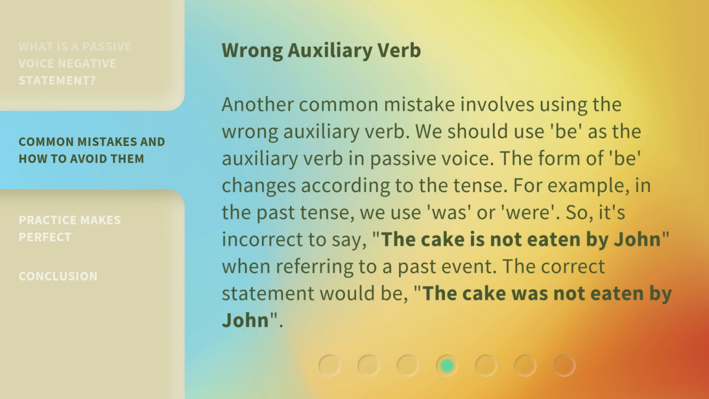Wrong auxiliary verb. Another common mistake involves using the wrong auxiliary verb. We should use "be" as the auxiliary verb in passive voice. The form of "be" changes according to the tense. For example, in the past tense, we use "was" or "were." So, it's incorrect to say, "The cake is not eaten by John," when referring to a past event. The correct statement would be, "The cake was not eaten by John."